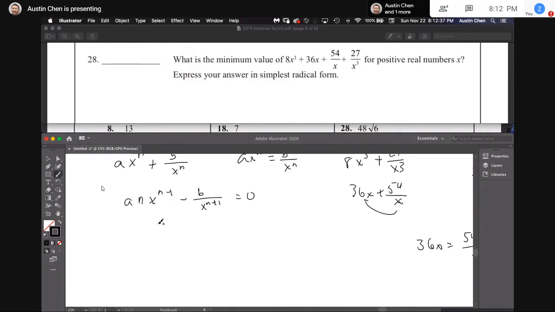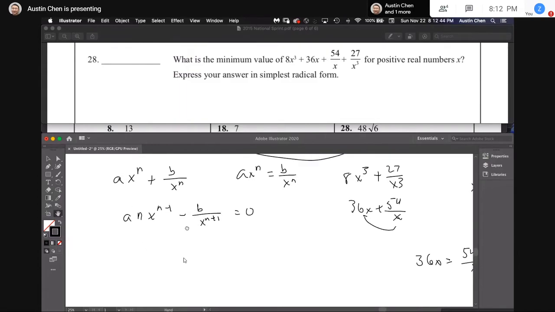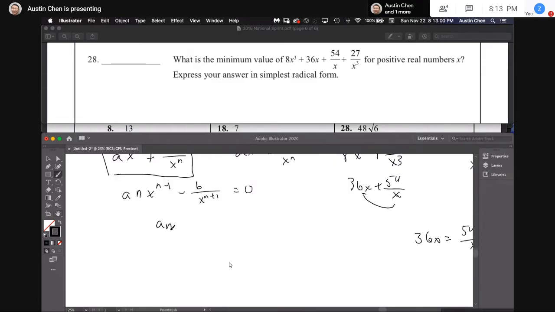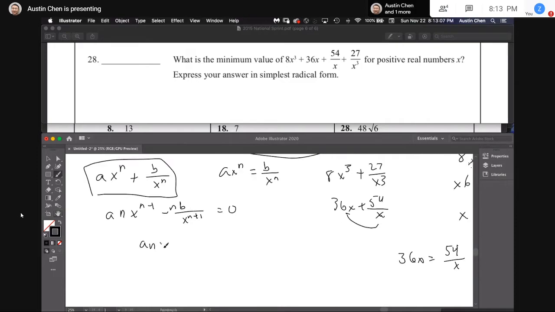Oh yeah, so this function only has one time where its derivative equals 0, and that's where its minimum is. So then you can apply this. All right, whatever. Oh, whoops. There should be an n here. Okay. So then, just solve for x.